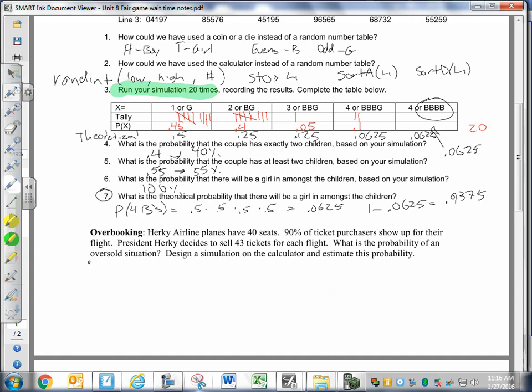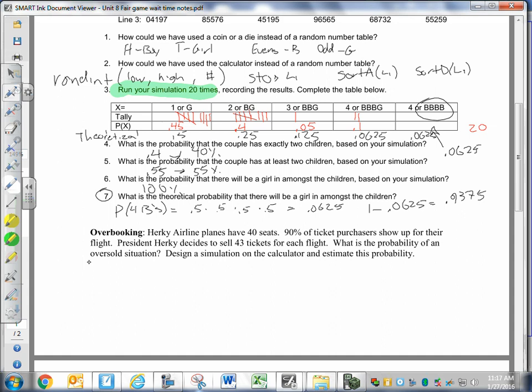How can you simulate it with 90% of people showing up, 10% possibly not showing up? Talk about it amongst your neighbors. See what they have ideas for. I have not gotten one person to correctly do the entire thing from the other class. The other class is a very small class, though. I believe you guys can do it.